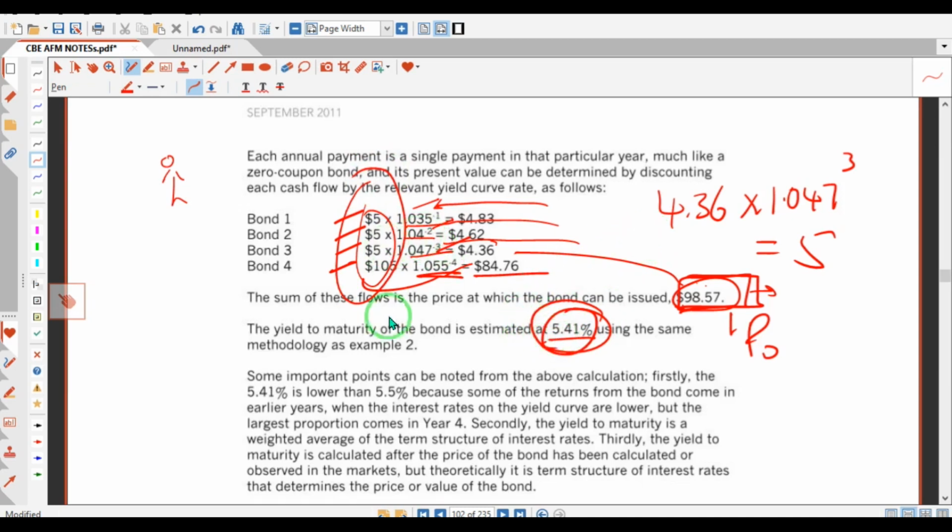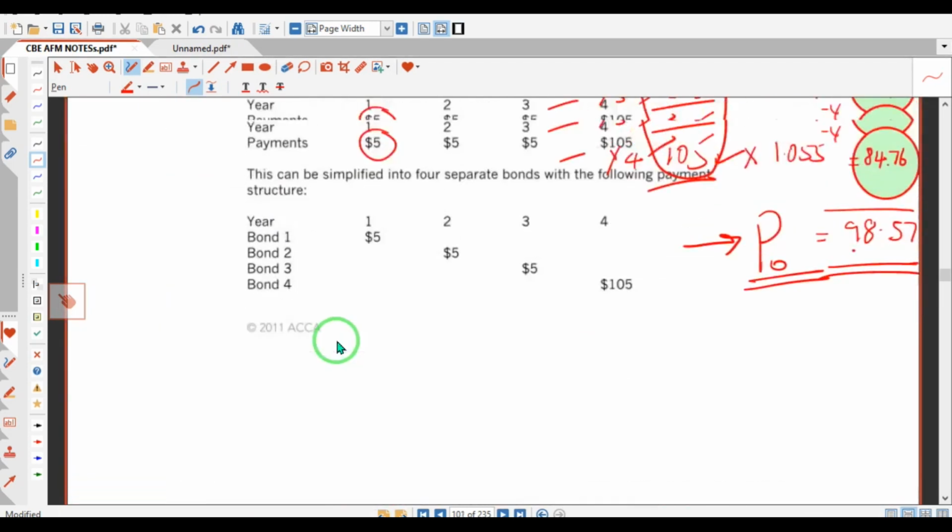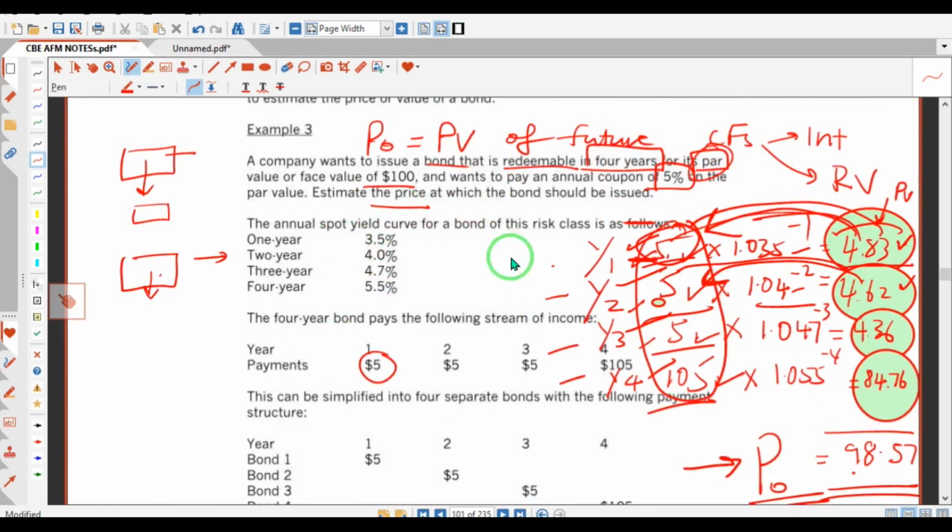Okay, 5.41. So you have to find this using the IRR functionality. For you to find the yield to maturity, I must know the price. Let's say you are given the annual yields like this, for the risk class of the company. If you want to consolidate all this, you consolidate it into something called yield to maturity, as one yield for all the 4 years.